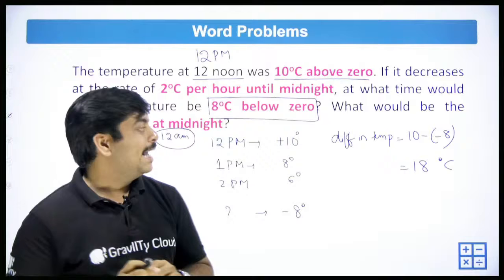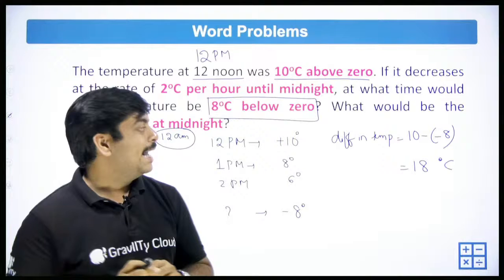But how many degrees per hour is it being changed? 2 degrees, right? It decreases at the rate of 2 degrees per hour. So, per 1 hour, if you have a change of 2 degrees Celsius, how much time do you need for 18 degrees Celsius? It's very simple. 2 nines are 18. If you are confused, just cross multiply. 18 divided by 2 is 9.